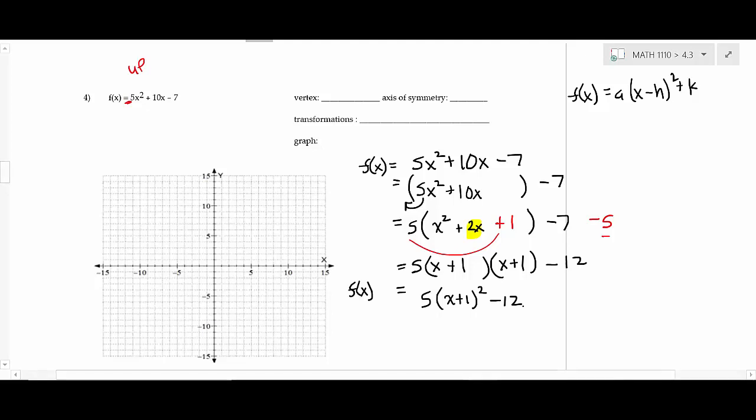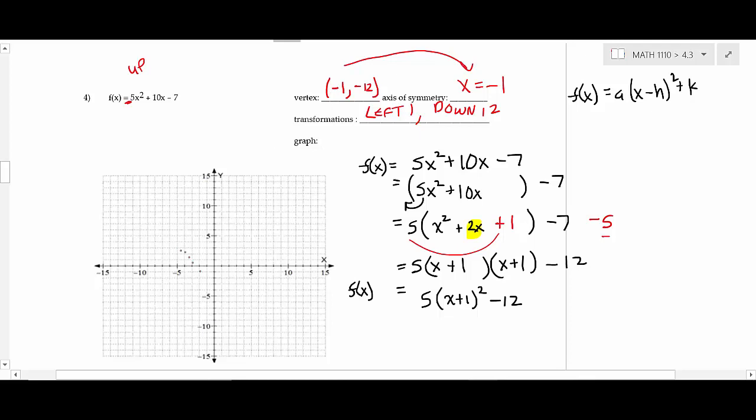Okay, what are the transformations in this problem? Left 1. And what else? Down. Down 12, exactly. Okay, so what's the vertex? Negative 1, because you're left, and then what? Negative 12, because you're down. Okay, so that's your vertex. The axis of symmetry is always just x equals whatever that x value is. So it's always going to go through that.